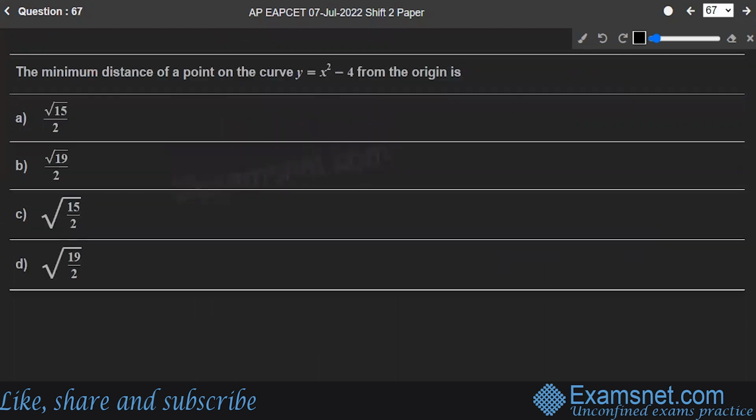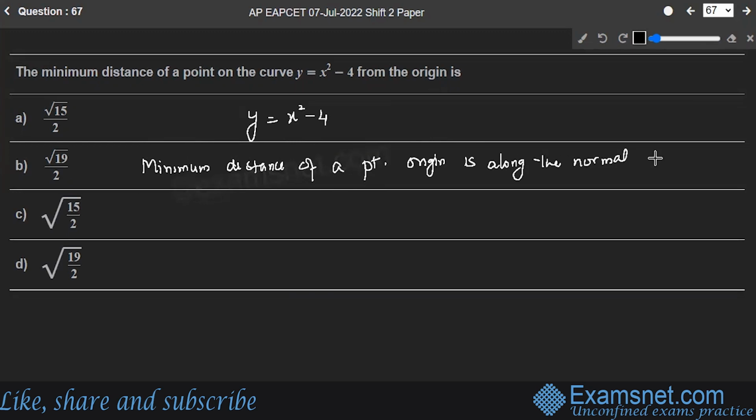Hope you're clear. Next is question number 67. The minimum distance of a point on this curve from the origin is? You are given the curve as y is equal to x squared minus 4. Minimum distance of a point from the origin is along the normal passing through the origin.